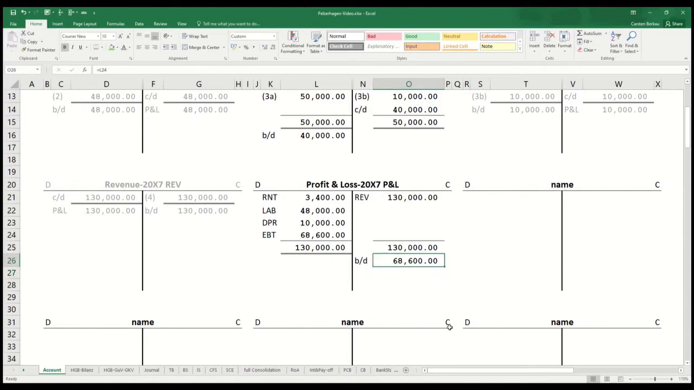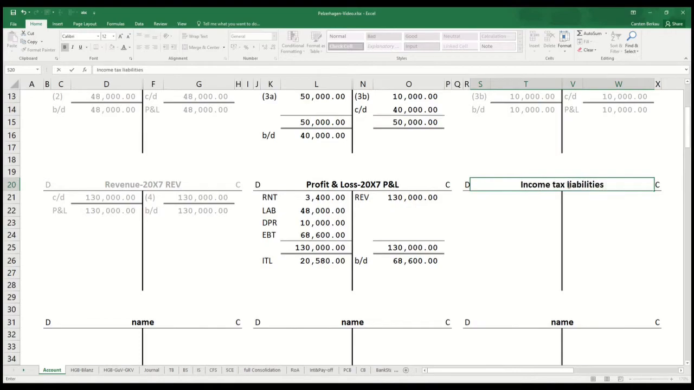Now out of the 68,600 we have to pay taxes. So for that reason we have to record the income tax liabilities, and the amount will be 30% multiplied by the pre-tax profit, so it gives me 20,580, and this one is a bookkeeping entry. So I make a debit entry in the profit and loss account, and the contra entry will be recorded on the credit side of the income tax liabilities account, which is a real account, and the abbreviation is India Tango Lima. So I write here profit and loss, and it's 20,580.